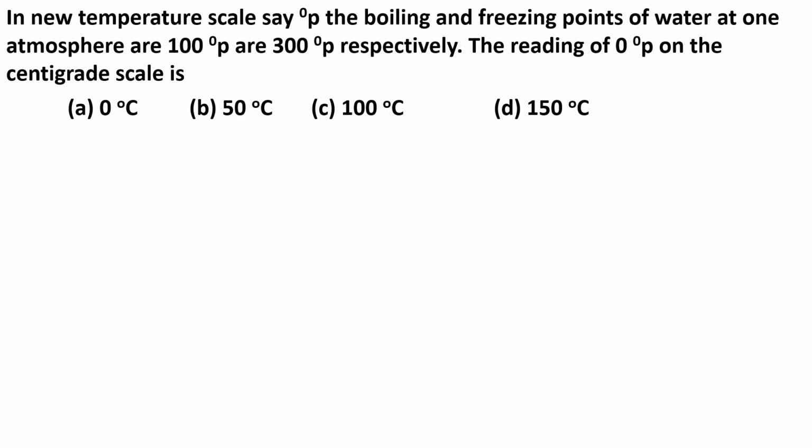Let's see another problem. In a new temperature scale, say degree P, the boiling and freezing points of water at one atmosphere are 100 degree P and 300 degree P respectively. The reading of 0 degree P on the centigrade scale is.